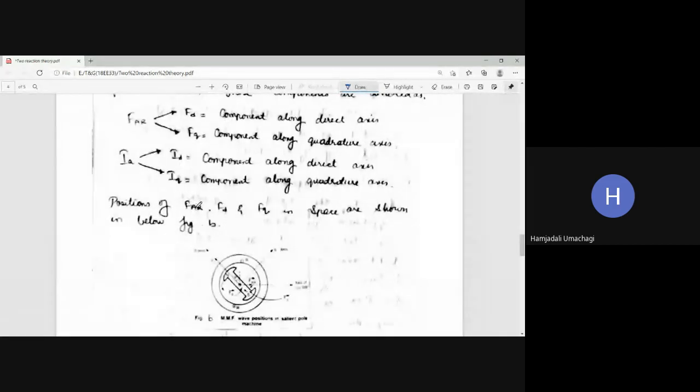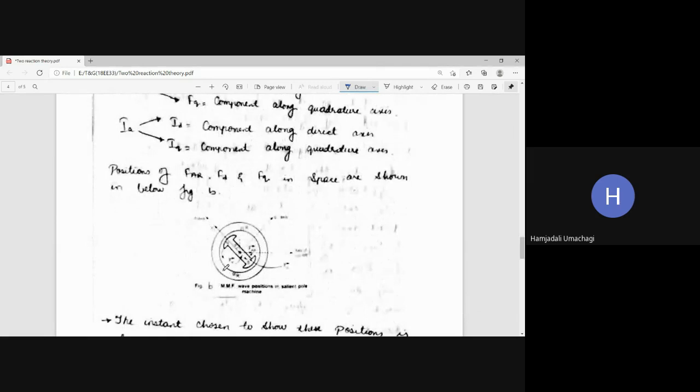Position of FAR. FAR is what? The MMF because of the armature winding. The positions of FAR, FD, FQ in space are shown in the figure below, which represents the MMF wave positions in a salient pole machine. This is the FAR position. You can see here, this is FD, the armature field flux along the direct axis, and this is along the quadrature axis, and the resultant is FAR.